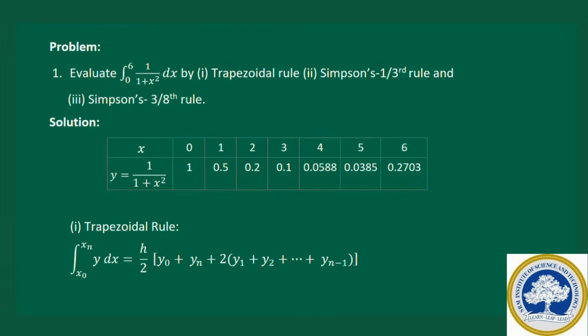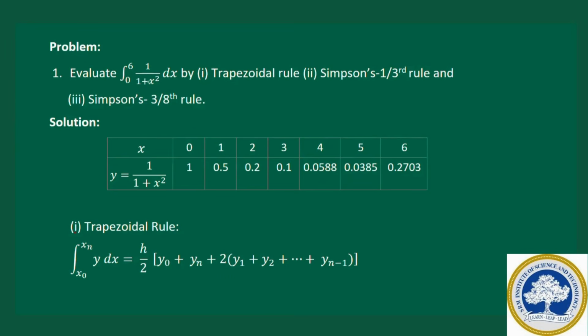Now let us see the problem. The first question is: evaluate integral 0 to 6 of 1 by 1 plus x square dx. Here the function y is nothing but 1 by 1 plus x square. This we have to integrate over the limits 0 to 6. We have to find the value of this using the trapezoidal rule, Simpson's 1/3 rule and Simpson's 3/8 rule. So we have to evaluate this integral using all three rules.